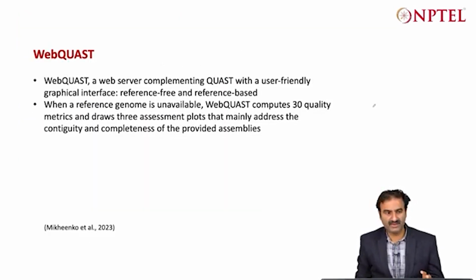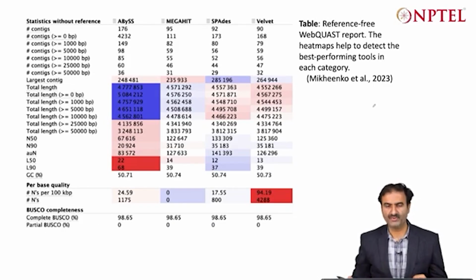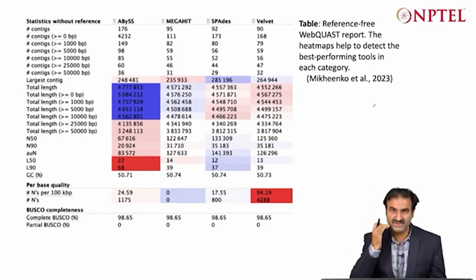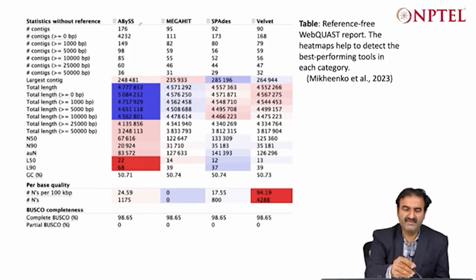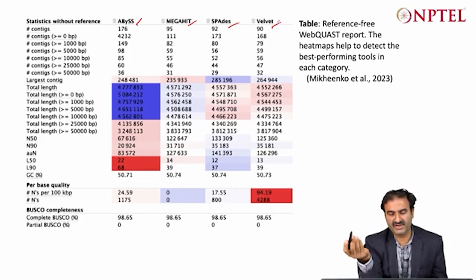Recently a new tool has come, called WebQuast, which does a lot of such statistics calculations and reports a lot about your genome. It does the L50, N50, BUSCO and everything like that you want to report. This table tells how they assessed their tool on a sample genome, and they compared publicly available methods like Abyss, MEGAHIT, SPAdes and Velvet, which are short-read assemblers.